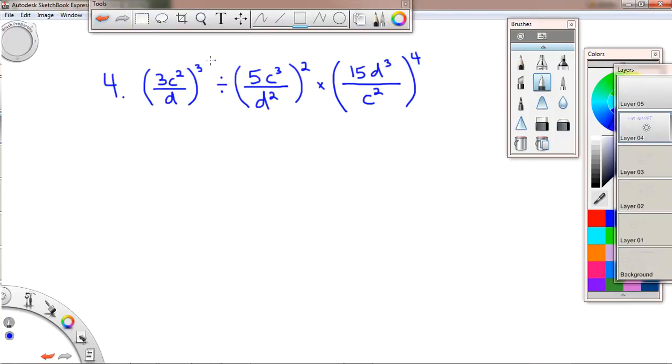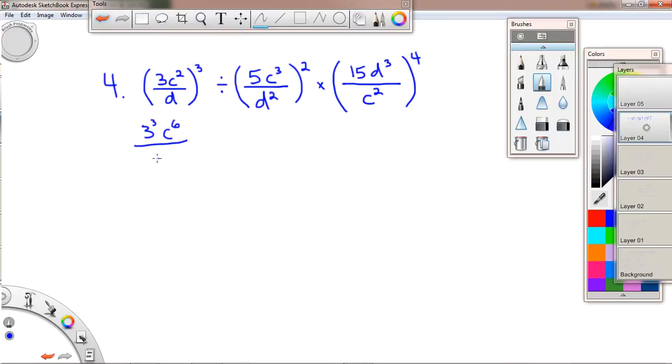So right now we're raising these fractions to these powers. Let's go ahead and do that. So 3c squared to the third power is going to be, I've got to raise the 3. The 3 gets raised to the third power because it is a factor. The c squared is going to get raised to the third power. c squared to the third power is c to the sixth. That's raising a power to a power, that rule.